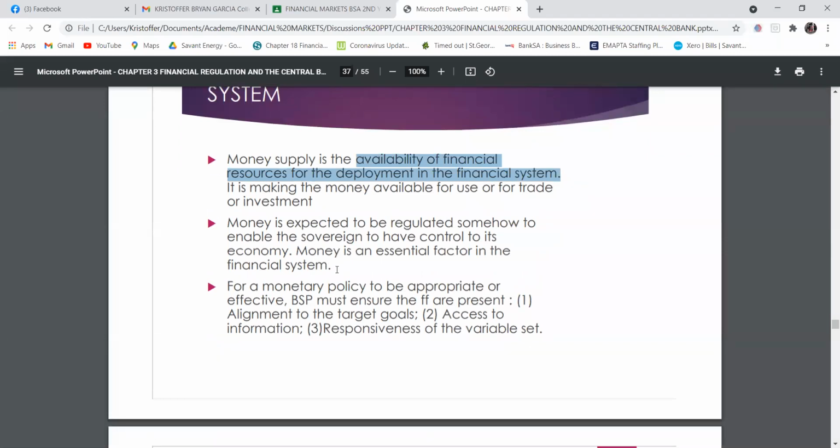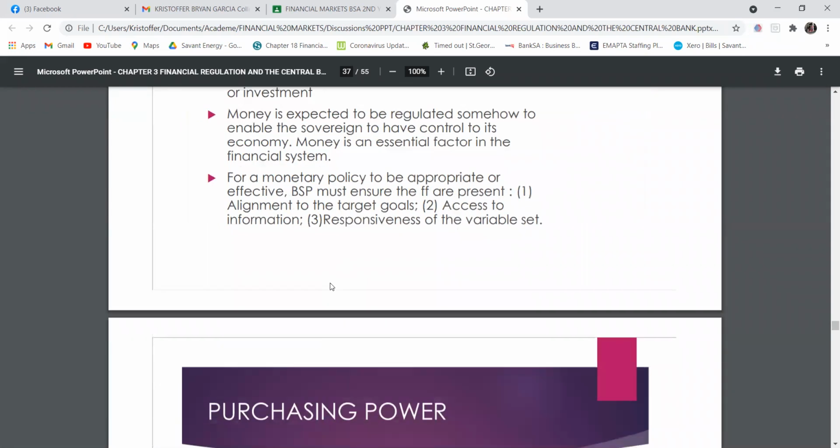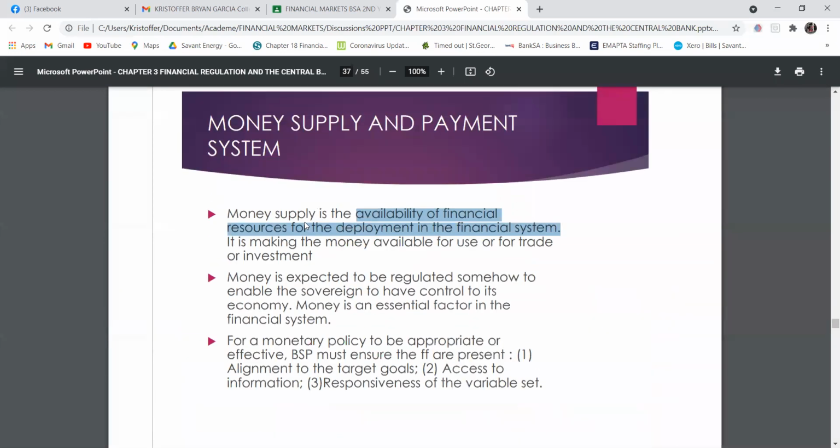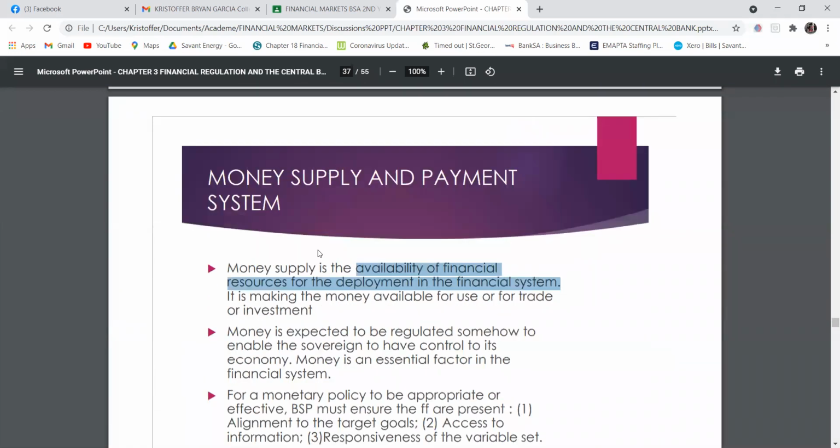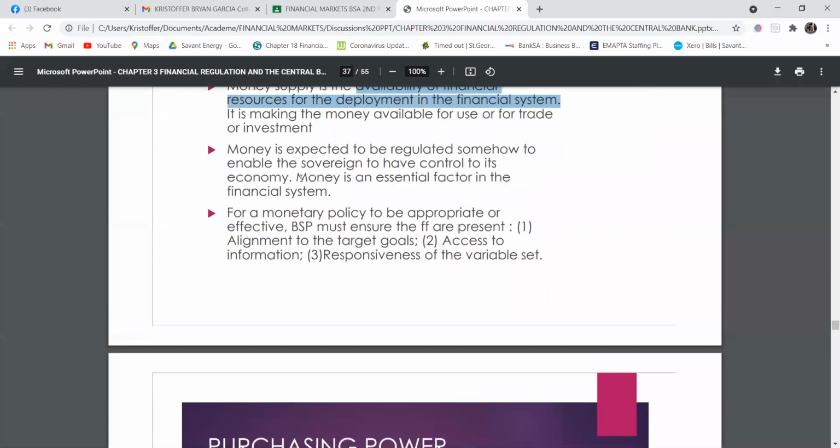So, pakituloy, Kate. Money is expected to be regulated somehow to enable the sovereign to have control to its economy. Money is an essential factor in the financial system. Okay. So, pakituloy. For a monetary policy to be appropriate or effective, Bangko Sentral ng Pilipinas must ensure the following are present. 1. Alignment to the target goals. 2. Access to information. And 3. Responsiveness of the variable set. Ayan. So, more on familiarity lang tayo dito. In-explain lang din naman dito yung money supply and payment system.